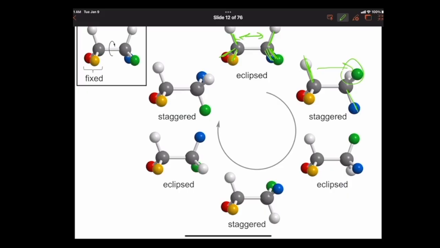What do you think about energy? Who is higher and who is lower? Higher is eclipsed. Lower in energy is staggered. Why? The bonds are farther apart than in eclipsed. Yeah, bonds are farther apart. Why does that matter? They want to be farther apart. Go one deeper. Why? Because they repel each other.